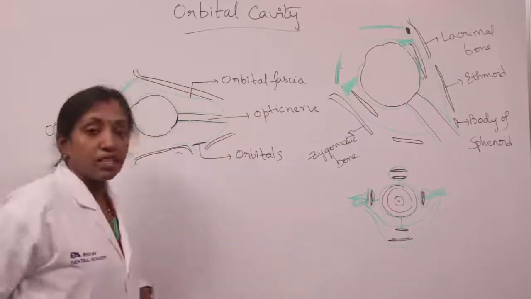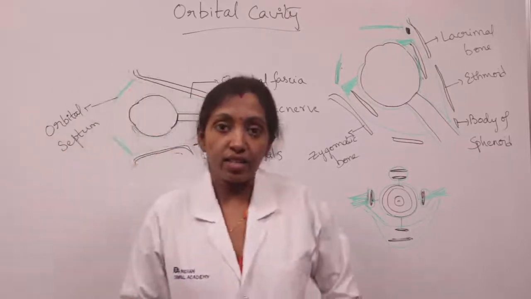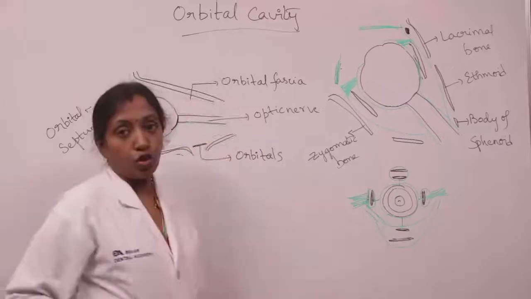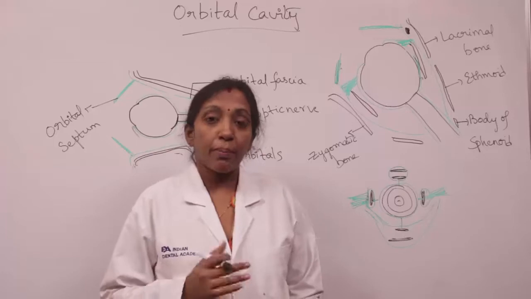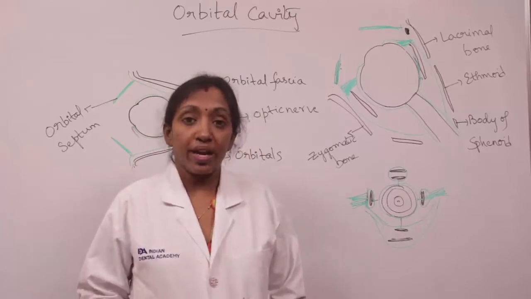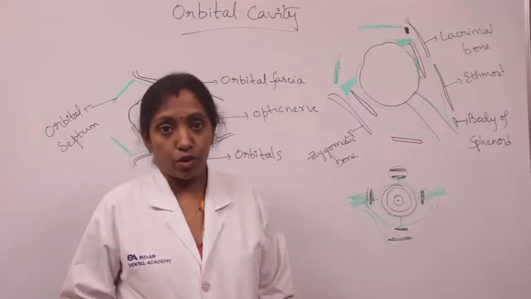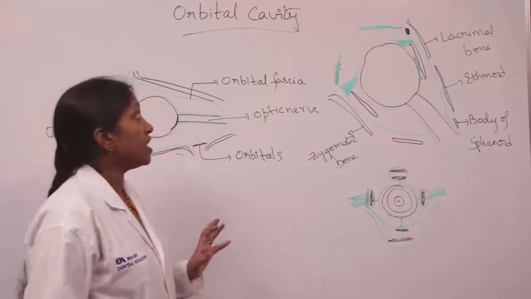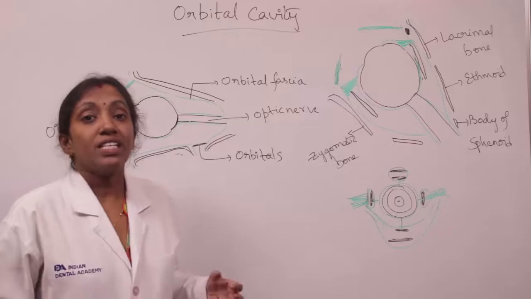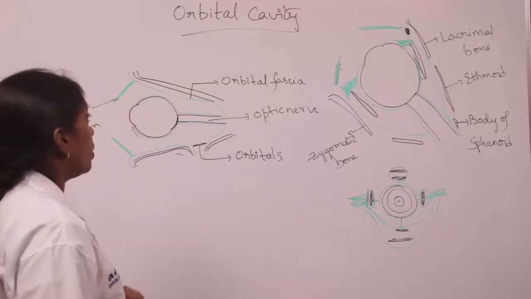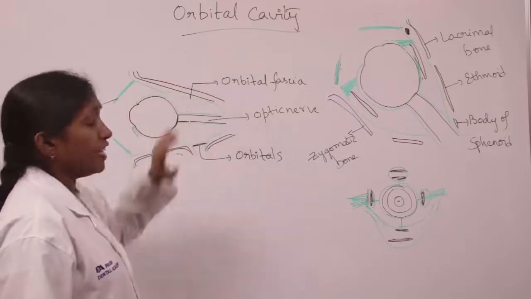So today we are discussing the orbital cavity and its contents. The orbital cavities are bony cavities. They contain the eyeballs, the muscles related to the eyeballs, and the blood vessels and nerves related to the eyeballs. The orbital cavity is a bony cavity which protects the eyeball for its safe movement.